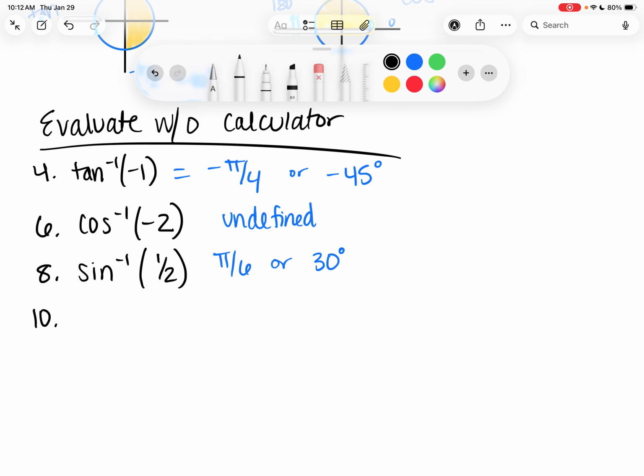10. Inverse cosine of negative 1/2. So I'm looking for where cosine, so the x value, is negative 1/2. That happens up here. It also happens down here. Cosine occurs where? In the top half, from 0 to pi, or 0 to 180. So that value would be 2 pi over 3, or 120 degrees.